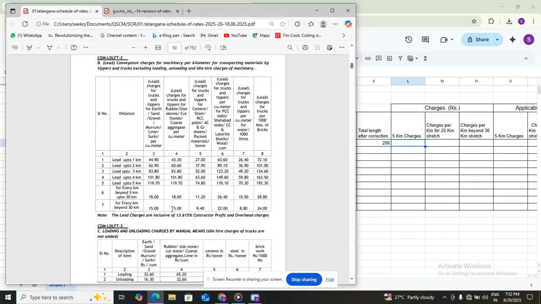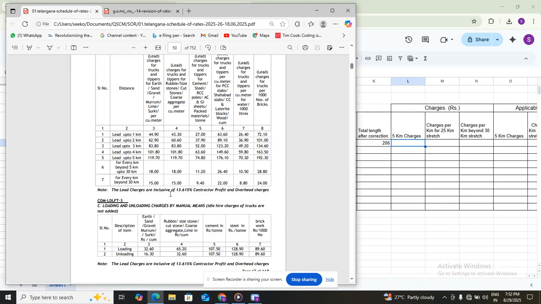Note, everyone please consider here. Lead charges are inclusive of 13.615% contractor profit plus overhead charges. Contractor profit plus overhead charge is nothing but the office at the site, some equipment and establishing the office at the site. We need to pay salaries to various staff, and that's why we need to set up the office room. Various needs are there in the office room. That's why the overhead charges are 13.61%. Okay, this is inclusive in this 119.7. The contractor profit and overhead charges are included. Okay, first we need to deduct that.